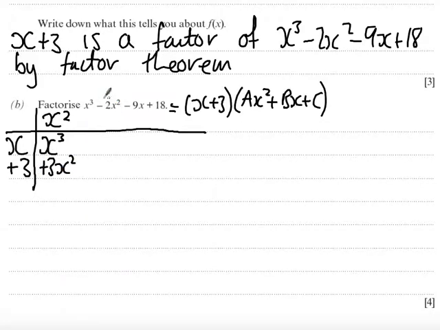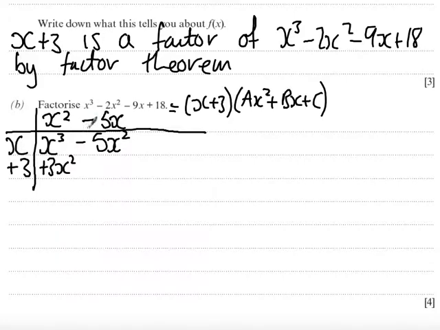Now, actually what I want is minus 2x squared as a total of this 3x squared and the product of x times the x term. Now to get minus 2x squared, I need to have here minus 5x squared. So x times what gives me minus 5x squared, or x times minus 5x.